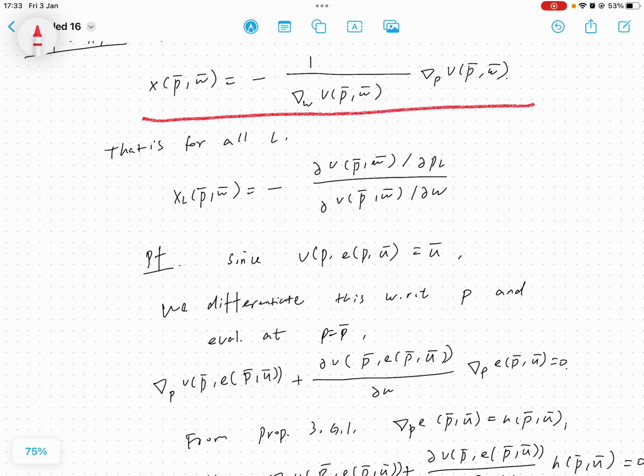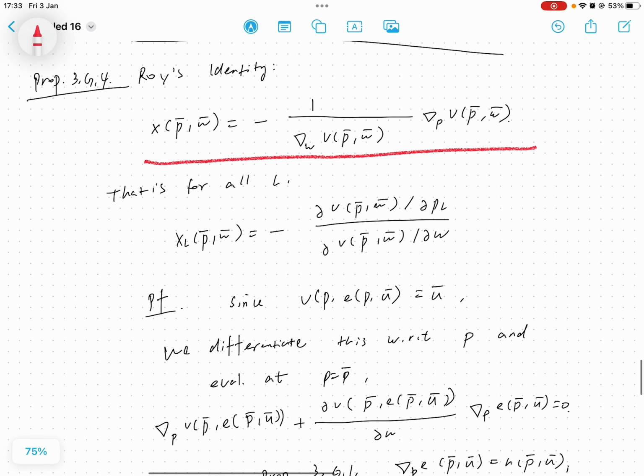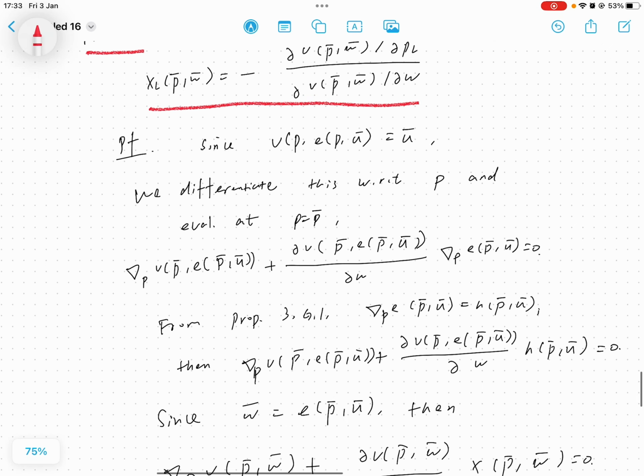So let's see how we can prove this. That would be if we expand all the dimensions. So for all the dimensions L, we have this, which is the same thing as above. So how do we prove this? First, we use the definition of the indirect utility, which is V of P and E, and that should be, we missed a bracket here, this U bar.